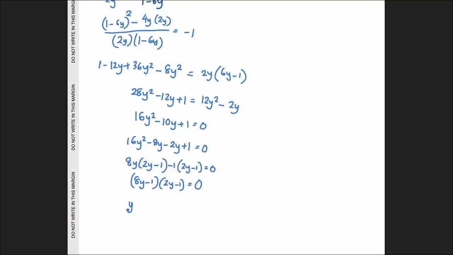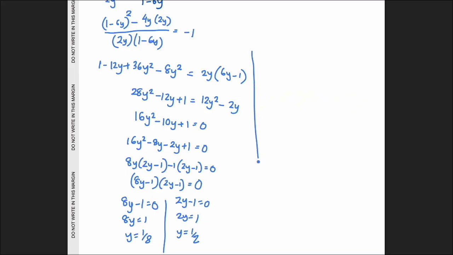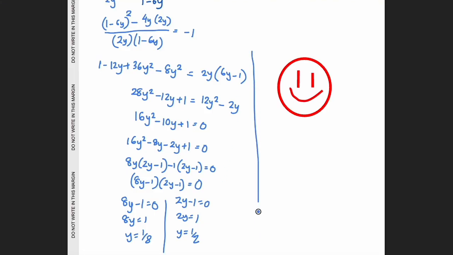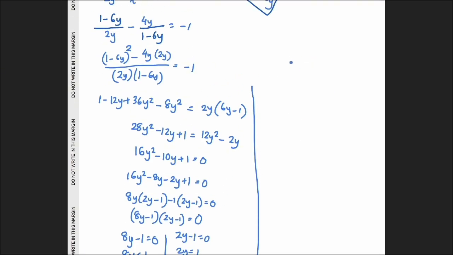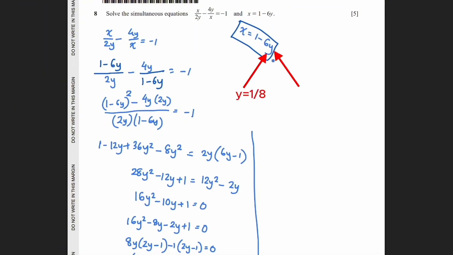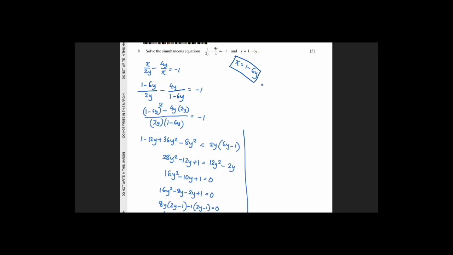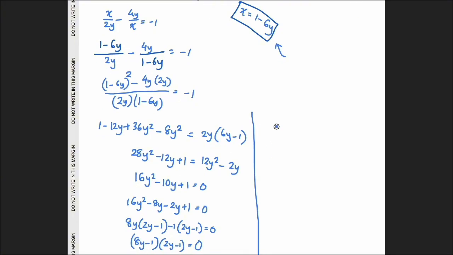So we are getting 8y minus 1 equals to 0, or 8y equals 1, or y equals 1 over 8, then 2y minus 1 is equal to 0, or 2y is equal to 1, or y is equal to half. Alright, we have got these. I'm super happy, man. Then let's substitute both of these values over here.